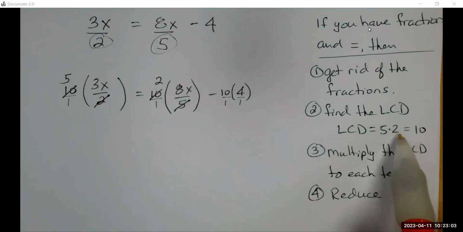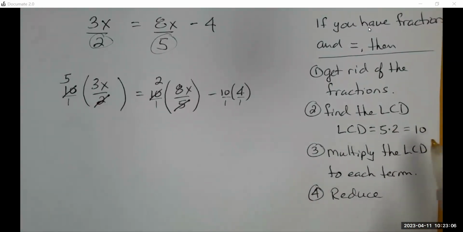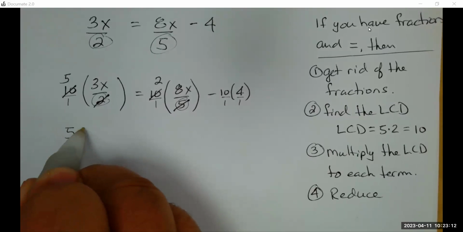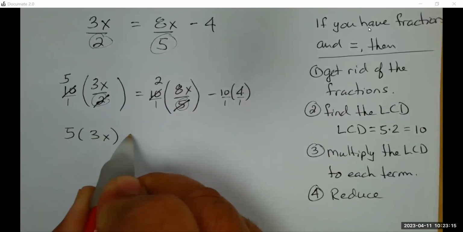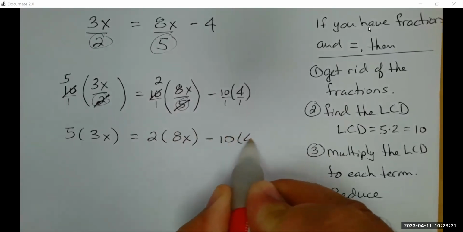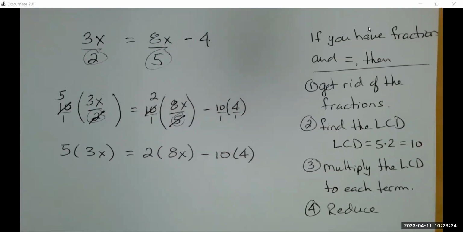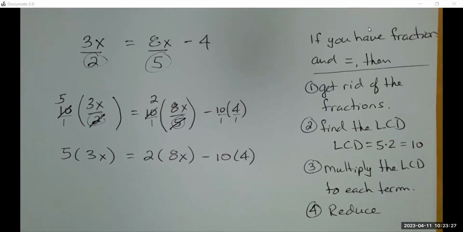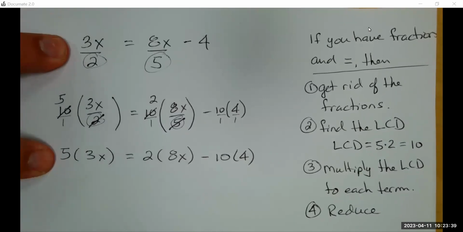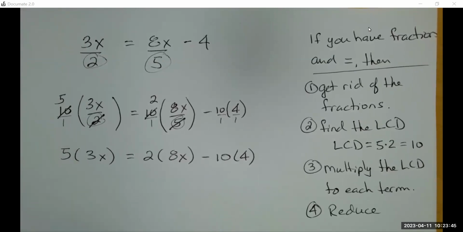Yes, now you see why the LCD is made up of everything on the bottom, because our entire goal is to get rid of the bottom number. So this is what we have now. Which one's easier to look at and deal with, top or bottom? They're exactly the same equations. It's just that we got rid of the fractions. So that's the whole process.